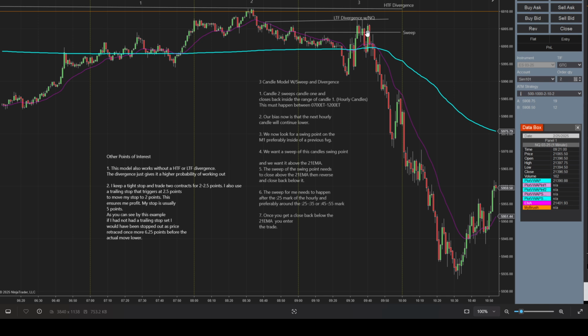And then if I wanted to, you could re-enter this again right here at this close. And then you'd be in the real move going down. But it came back one more time to sweep some more stops for whatever reason, before it decided to continue lower. So the trailing stop just ensures me profit.